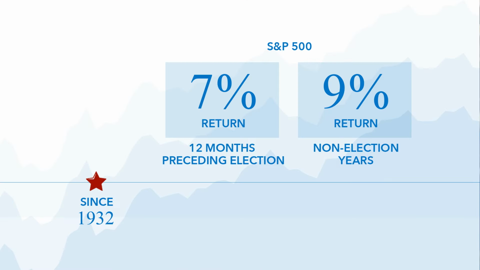I think in order to understand how it could impact your retirement, it's good to look at some historical data. So I've pulled some today for you. Stock market returns tend to be weaker than average in election years. Since 1932, the S&P 500 has averaged a 7% return in the 12 months preceding the election, compared with a 9% return in years outside of election years or in non-election years.